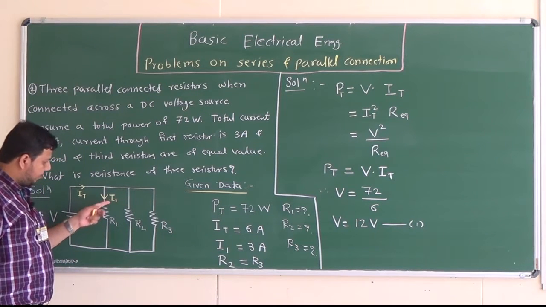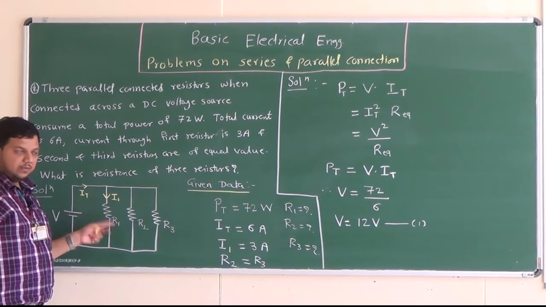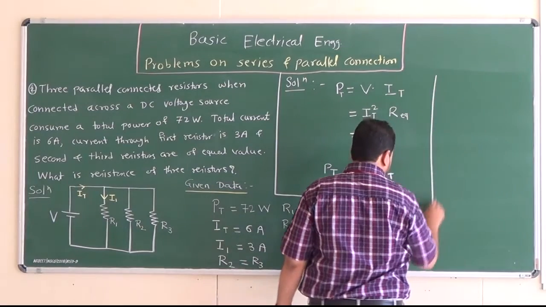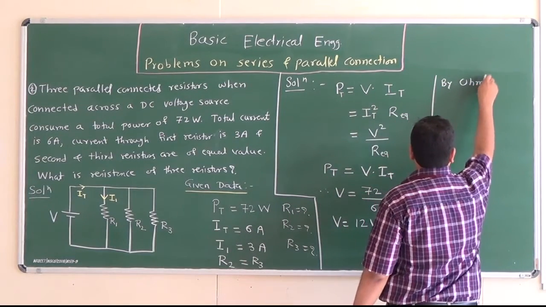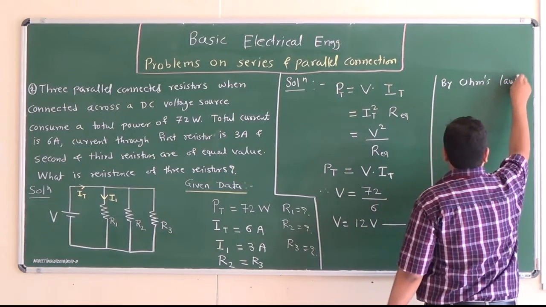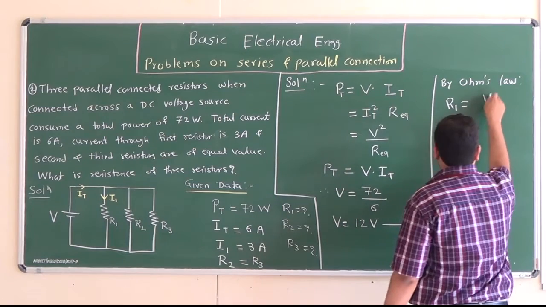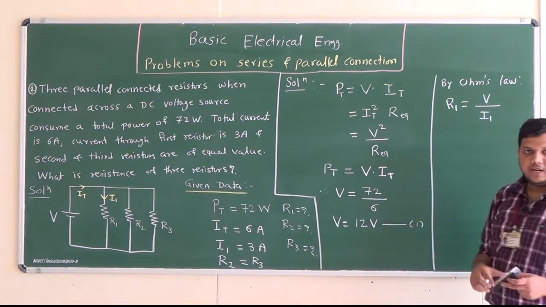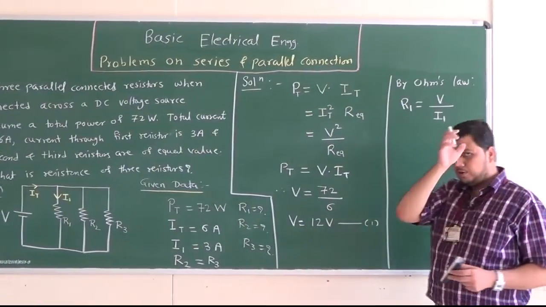Now current flowing through the first resistance is given, that is I1. Now we can determine R1 by applying Ohm's law. By Ohm's law, R1 will be equal to V upon I1. That is the very fundamental equation of resistance by Ohm's law. It is voltage upon current.